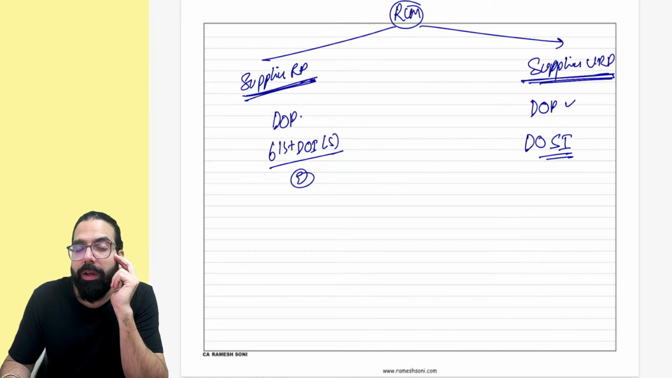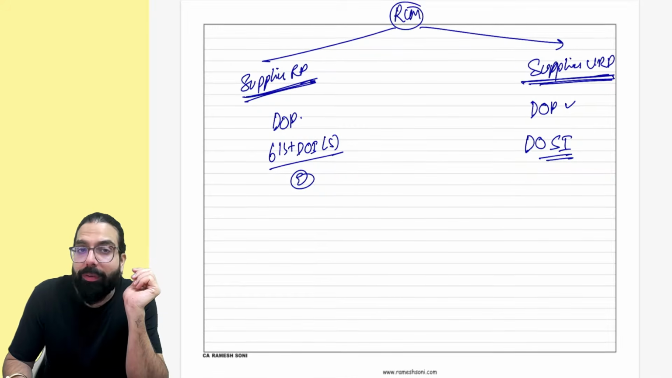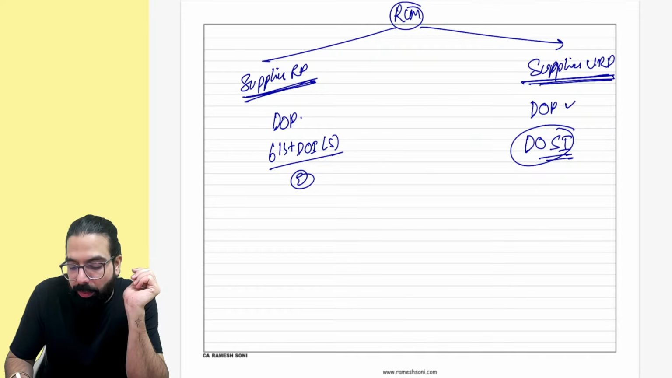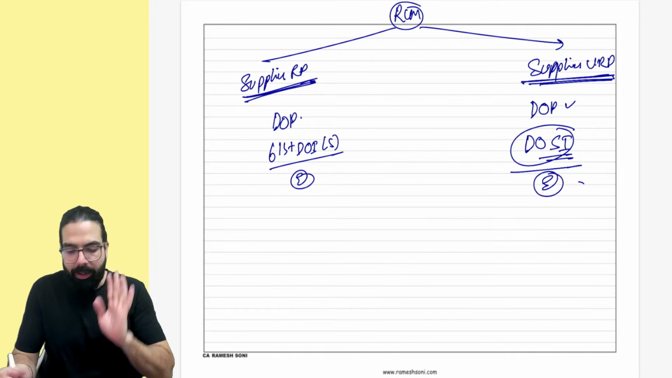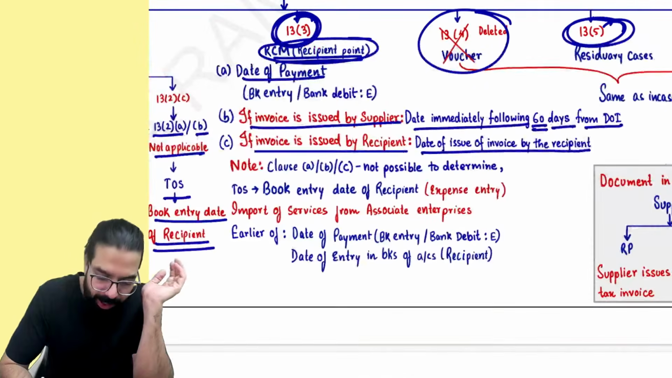Sir, we had learned in our tax invoice chapter that if I have received a service on which I have to pay GST under RCM, and the supplier is unregistered, I should make my own invoice within 30 days of receipt of service. That invoice date, whichever is earlier. Done, sir. This point is clear. That's all they have told in case of RCM.